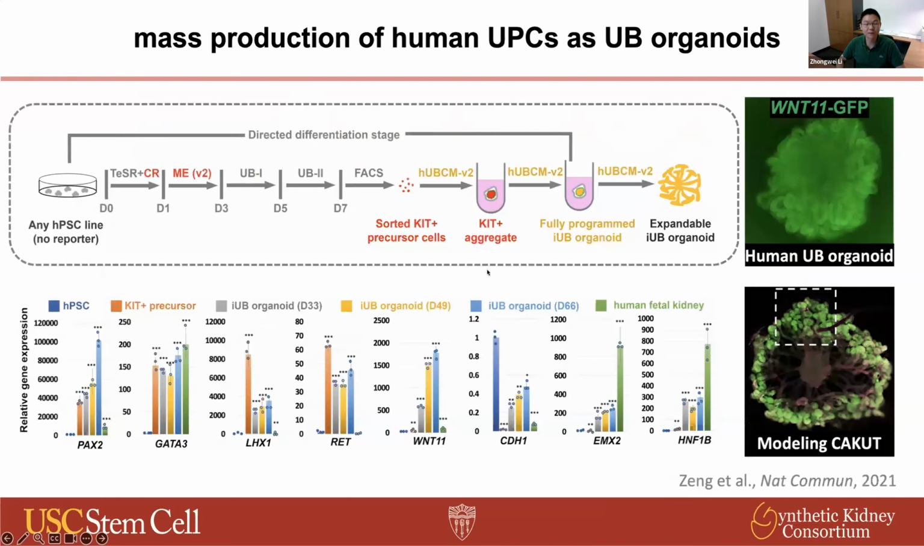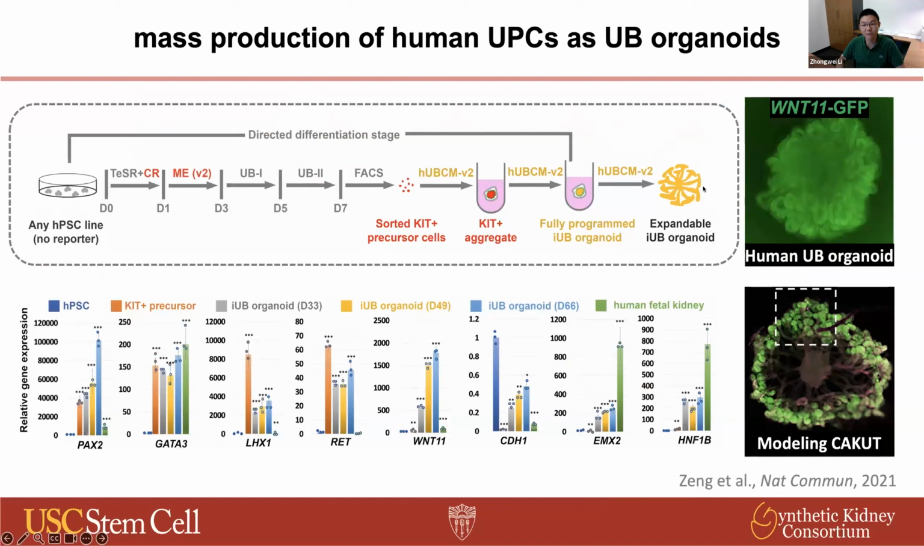duct organoids. In the human system, we also developed a very robust protocol in which from human stem cell lines, we can generate these KIT positive UB precursor cells, and then using a specific UB culture medium, we can fully program them to UB organoids, which are highly expandable.